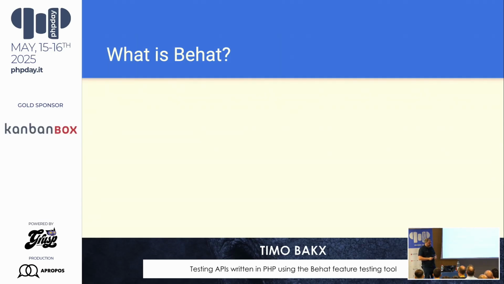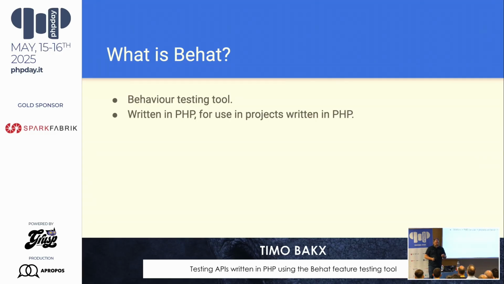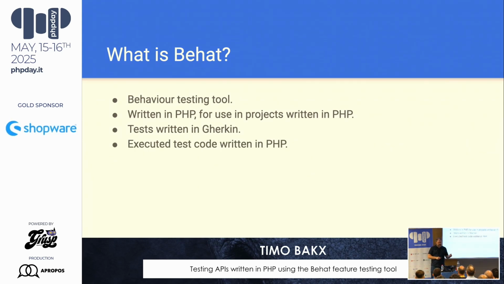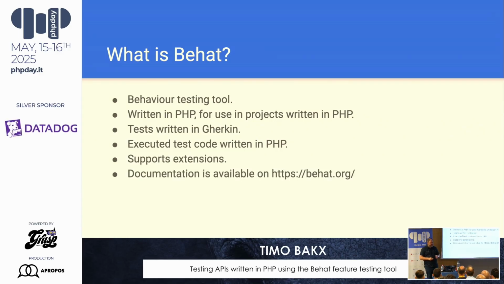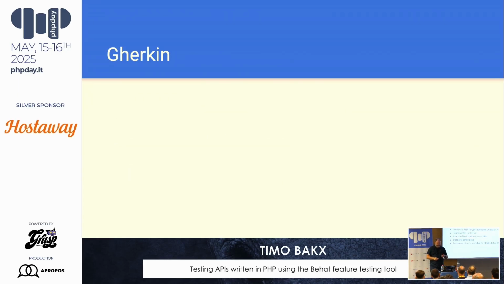So first of all, what is Behat? Behat is a behavior testing tool. It is written in PHP for use in projects that are written in PHP. For the tests themselves, you use Gherkin. The executed test code is written in PHP, and it supports extensions. Documentation is available on the Behat website itself.